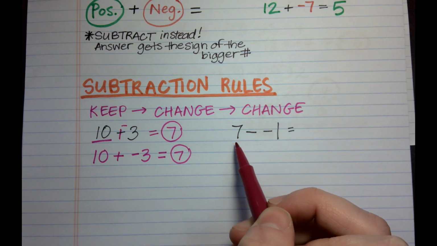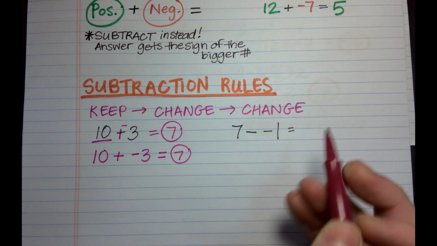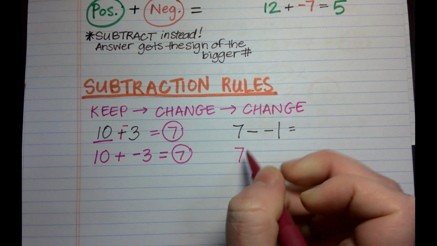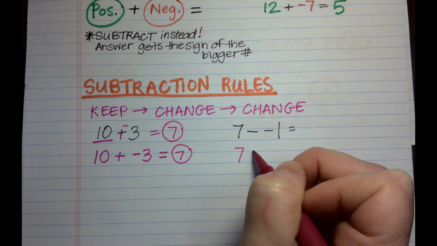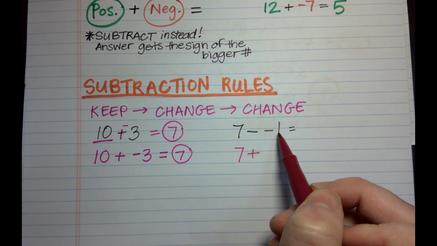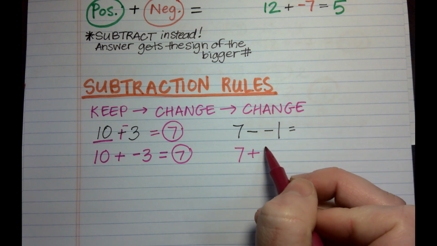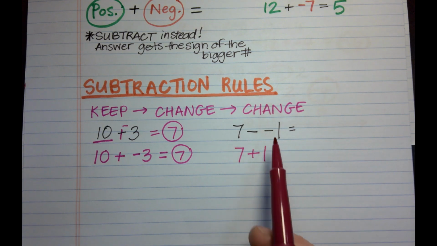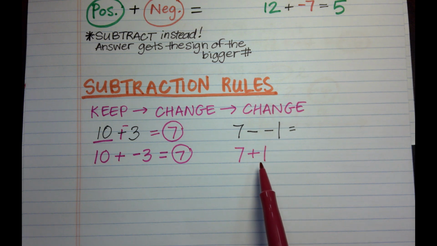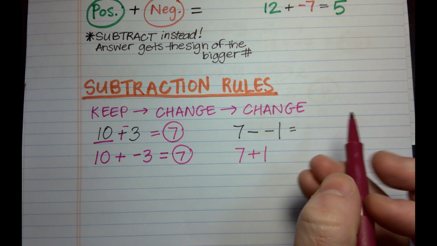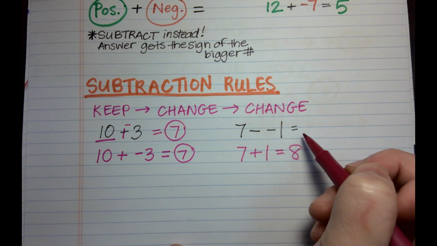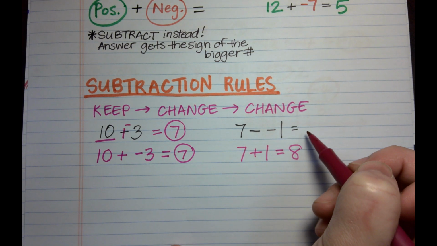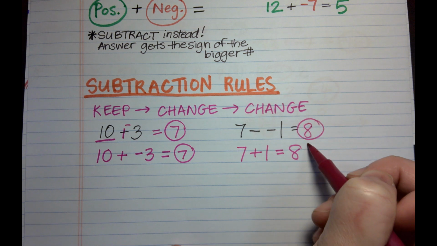Keep the 7, change the minus. So here, 7 we keep, minus, change it. What are we changing it to? Plus. And then negative 1 we change to what? Positive 1. Keep, change. So 7 minus negative 1 is the same as 7 plus 1. 8. Good. So 7 minus negative 1 is what? It's just 8.